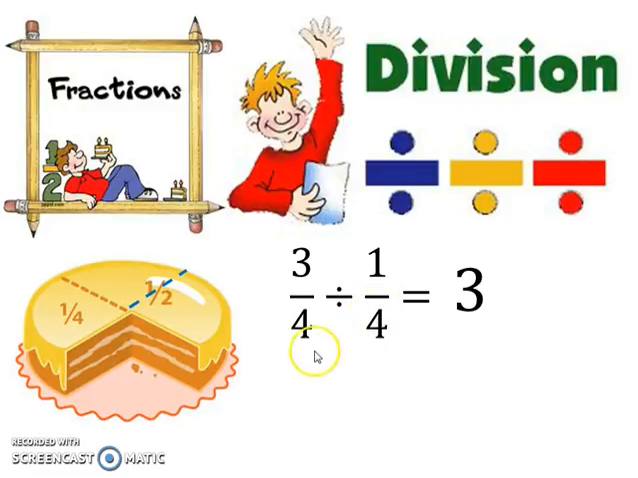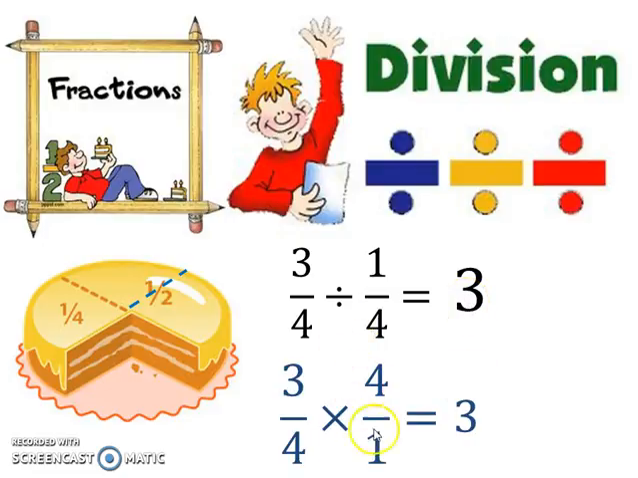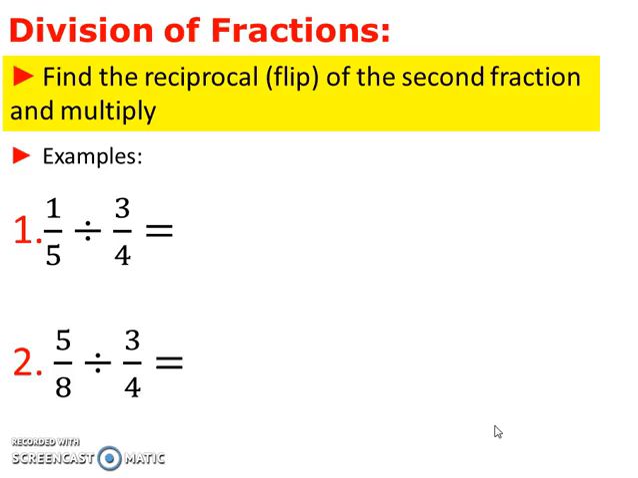So we have to work out mathematically how we can go from this question to get the answer of 3. We do this by flipping the second fraction upside down, which we call the reciprocal of the fraction. So instead of 1/4, it becomes 4/1, and then we multiply. By checking this, we can go 3 times 4 is 12 on the top, 4 times 1 is 4, so 12 divided by 4 gives me the answer of 3. So let's look at some more examples with this.